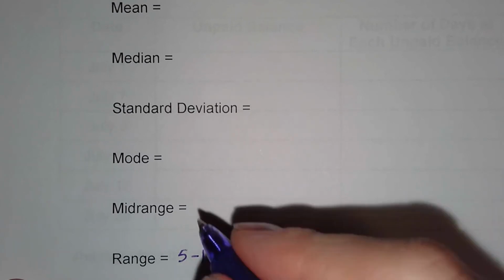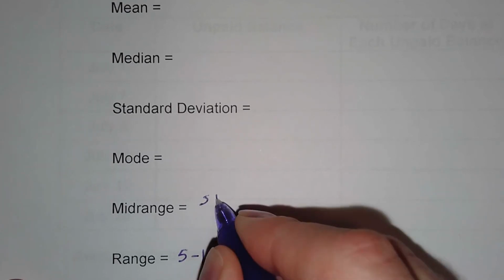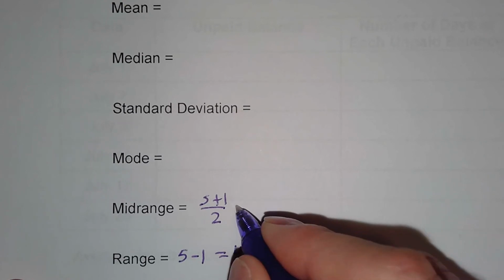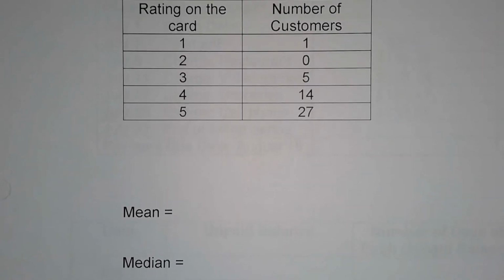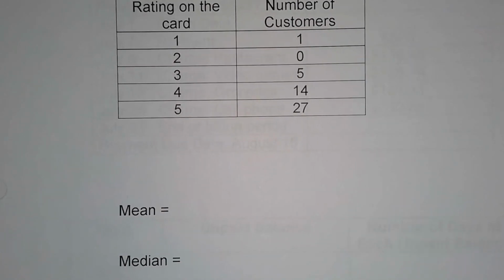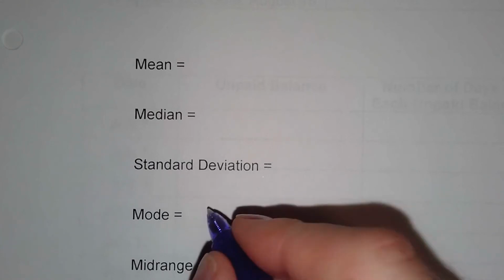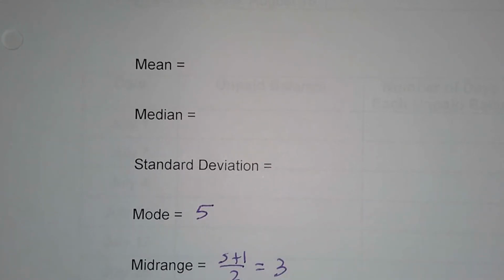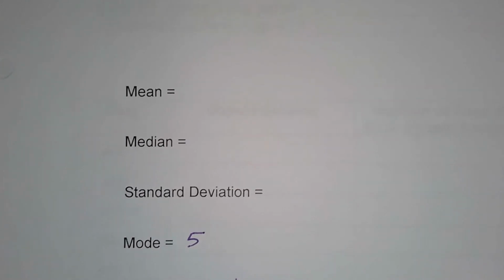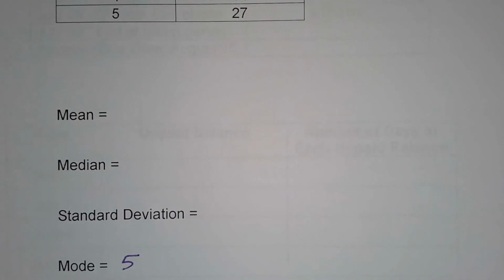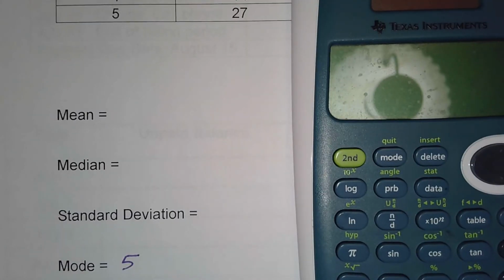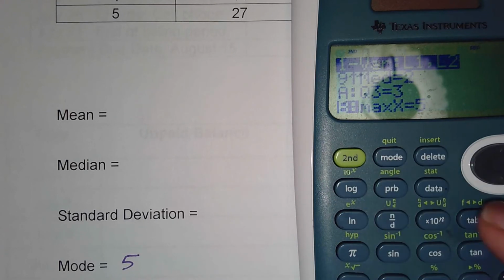Or if they just ask you for the mid-range, 5 plus 1 over 2, 6 over 2, which should be 3. Or the mode, which we have 27 of these 5s. So if they ask you for either the mode, mid-range, or range, there really isn't any using the calculator. You're just calculating those. Now if they're asking the mean, median, and standard deviation, then you probably want to go and use your calculator. So let's go ahead and do that.